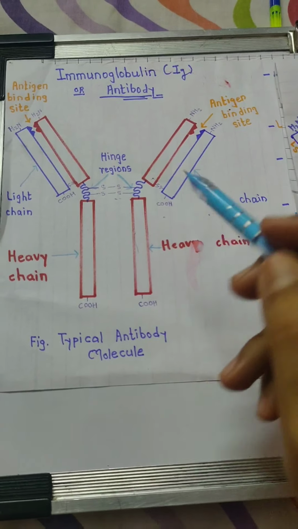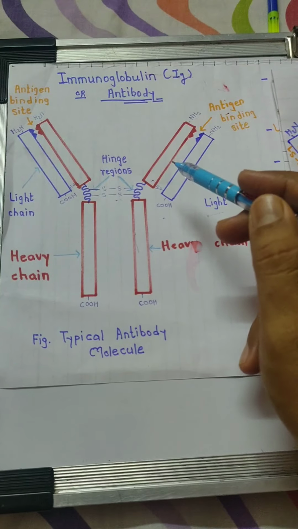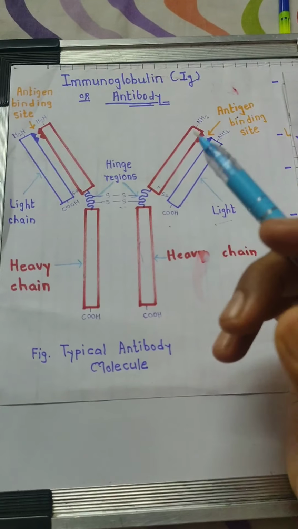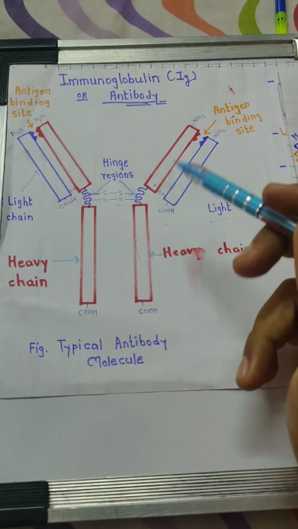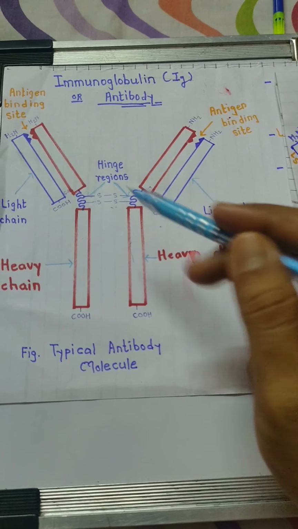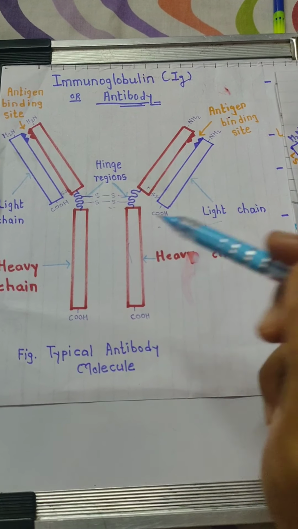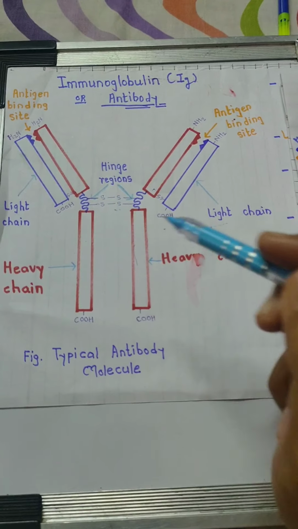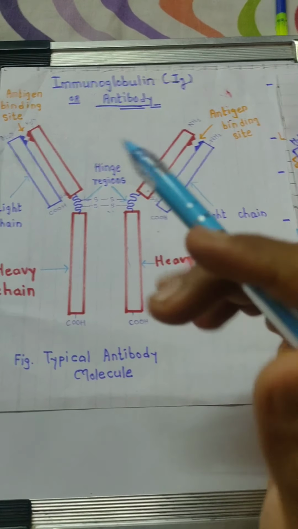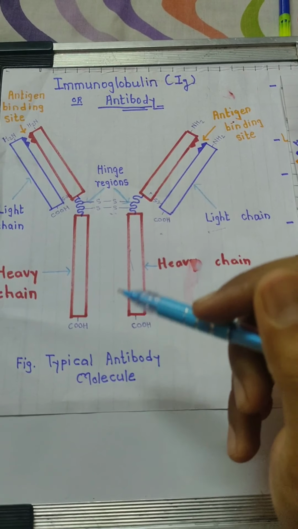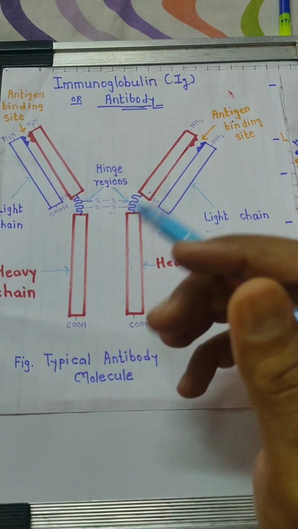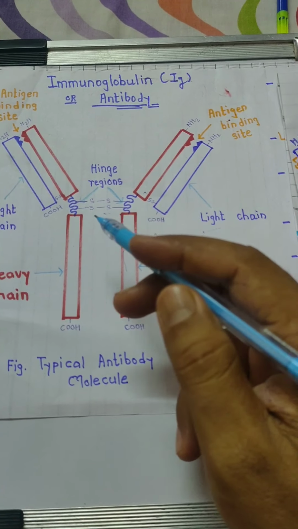Here we can see that the antibody immunoglobulin is made up of 4 polypeptide chains. Among the 4 polypeptide chains, 2 are heavy. Red color chains are the heavy chains and the blue color chains are the light chains. These 4 polypeptide chains are held together by non-covalent and covalent bonds, specifically disulfide bonds.